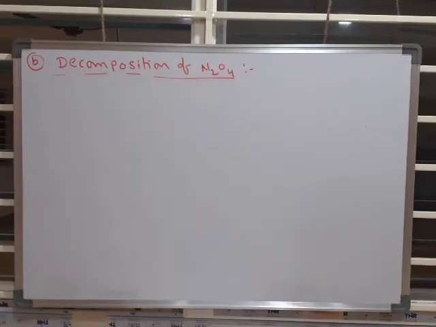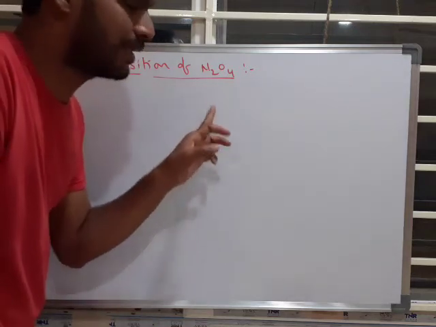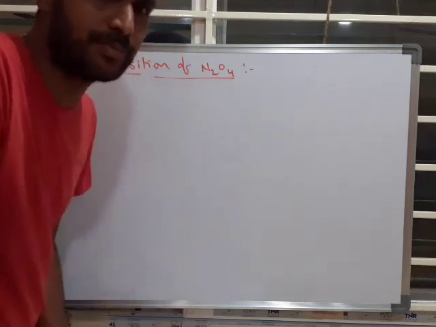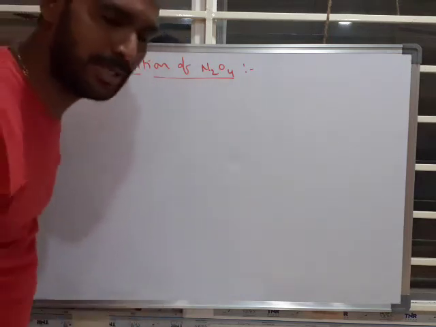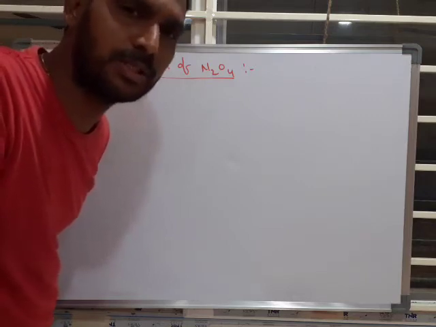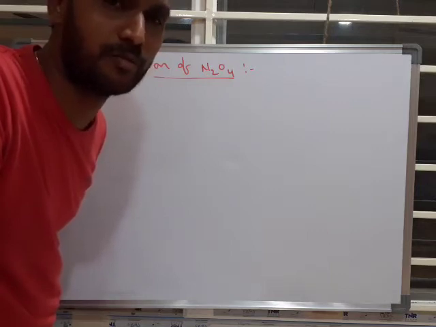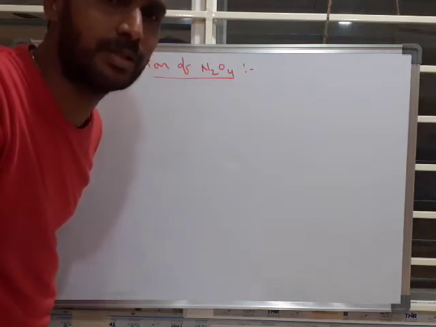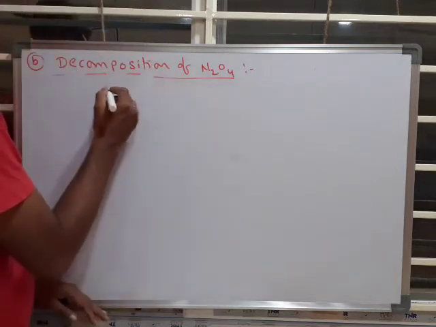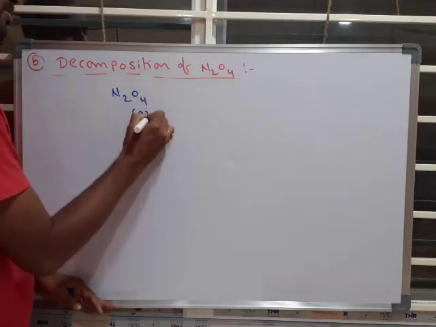So here one more important equilibrium observation is in the decomposition of N2O4. N2O4 is actually a dimeric form of nitrogen dioxide. Here, what do we base the observation of equilibrium establishment on? In terms of color. Previously, in the calcium carbonate decomposition example, with the help of pressure levels we observed the establishment of equilibrium.